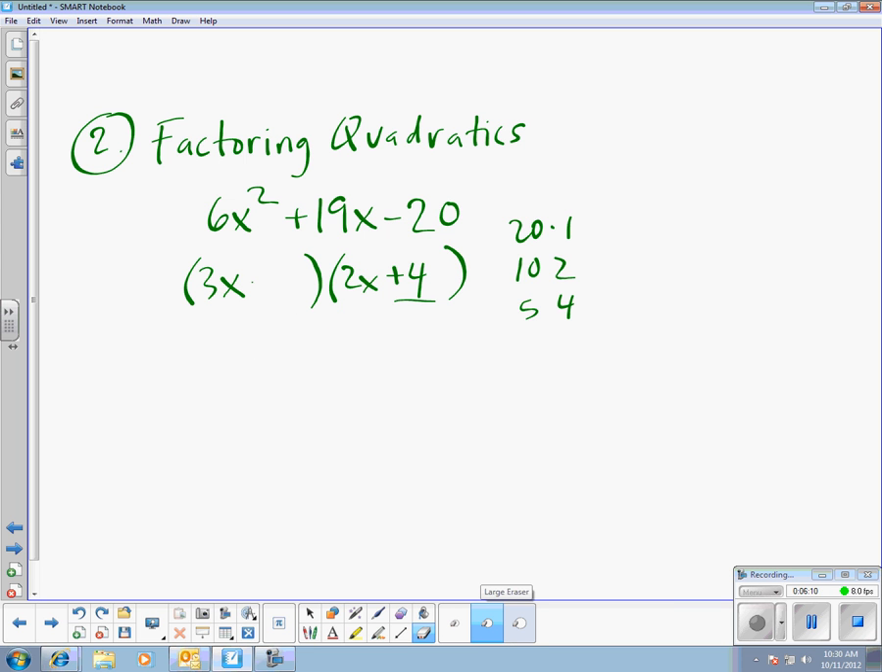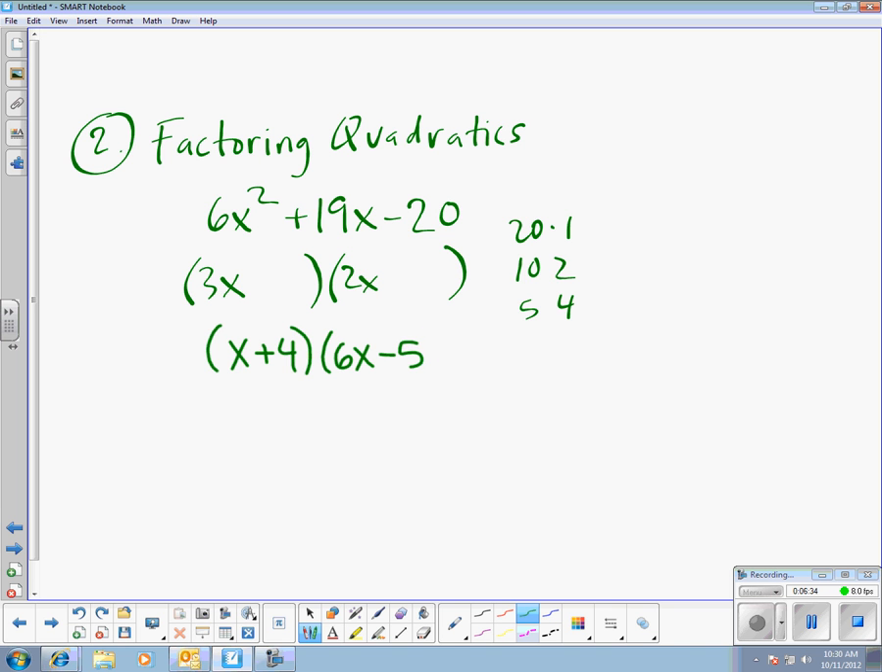The frustrating part is I don't know if it's the 5 and the 4. I don't know if it's the 3 and the 2. It's just a lot of different combinations of checking. So I'm just going to cut to the chase. Imagine that I guessed and checked all the different ways that I could. And I'm going to get to x plus 4 and 6x minus 5. And that one actually might have taken several minutes to guess and check the right combination.